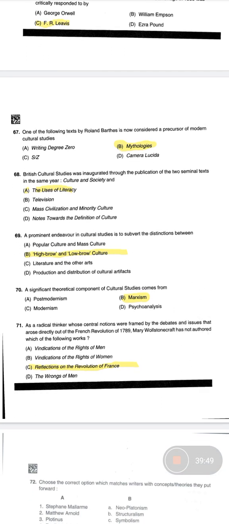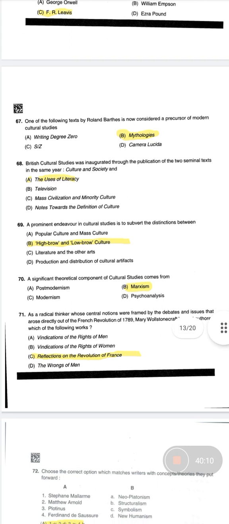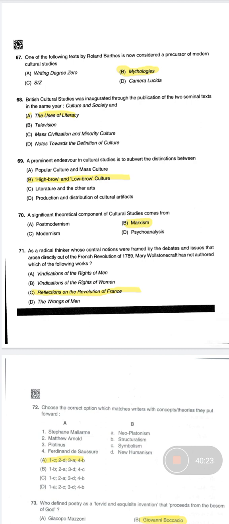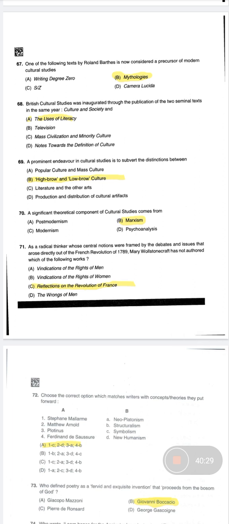68. British cultural studies was inaugurated through the publication of two seminal texts in the same year, Culture and Society and The Uses of Literacy. The right answer, the two important seminal texts in the same year, Culture and Society and The Uses of Literacy. Question number 69. A prominent endeavor in cultural studies is to subvert the distinction between highbrow and lowbrow culture. Question number 70. A significant theoretical component of cultural studies comes from Marxism.